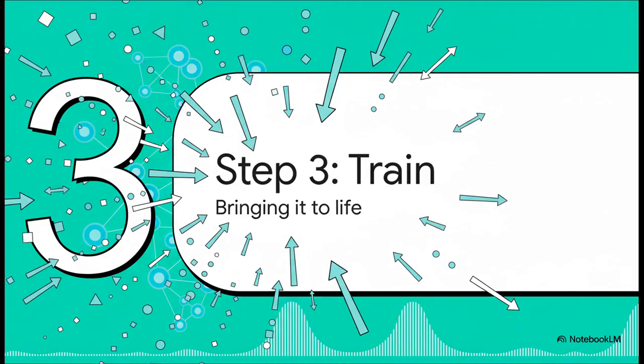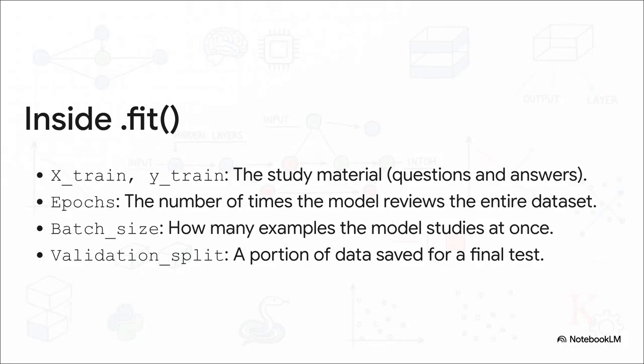And now for the really cool part, the magic moment. Step 3, train the model. We've built the structure, we've set the rules, now it's time to bring it to life by feeding it a whole bunch of data. This is where the actual learning happens. So this all happens with a command called fit. You basically hand it the study material. That's your X-train and Y-train, which are just the questions and the answers.